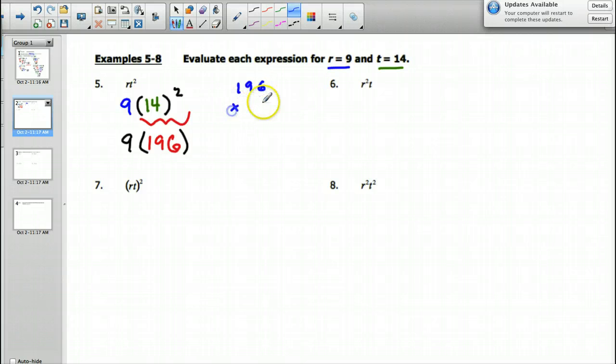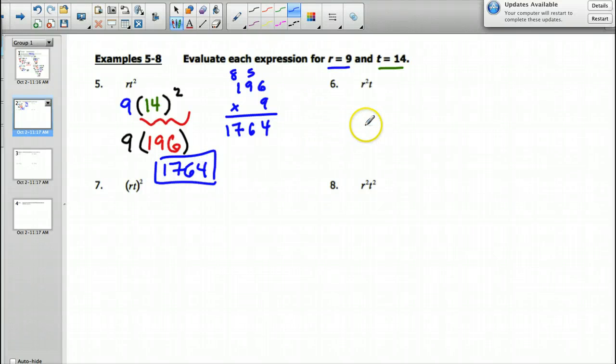196 times 9. 9 times 6 would be 54. So I have 9 times 9, 81. Add 5, that'd be 86. And then 9 times 1 is 9, plus 8, that'd be 17. So you get positive 1,764.